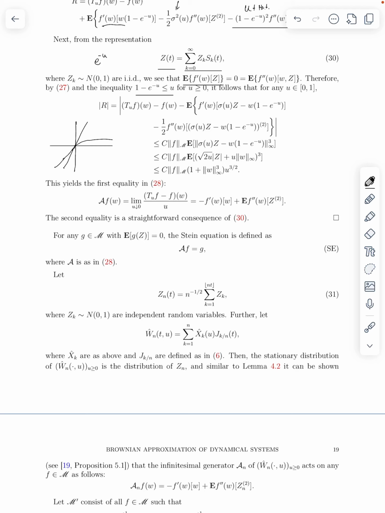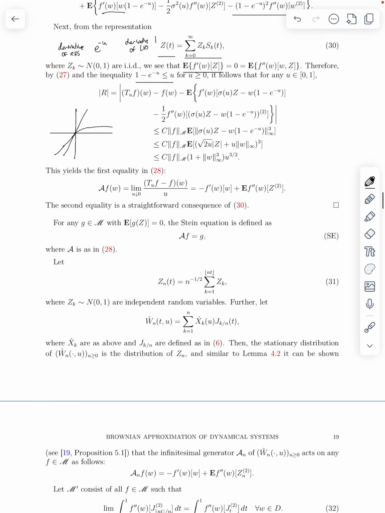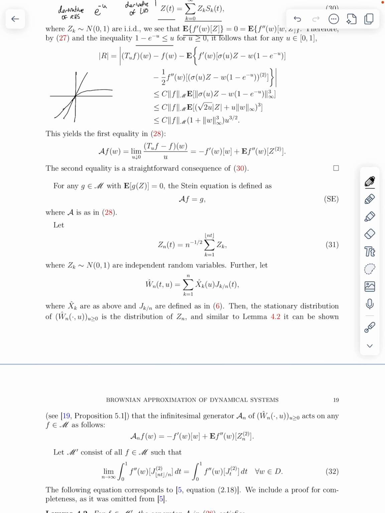e to negative u. So this is the derivative of the right-hand side. And the derivative of the left-hand side is 1. And so it's obvious that the two functions are equal at 0, but then the derivative on the right-hand side is always less than the derivative on the left-hand side for every value. And so therefore, they're always going to be less than each other. Okay, great.